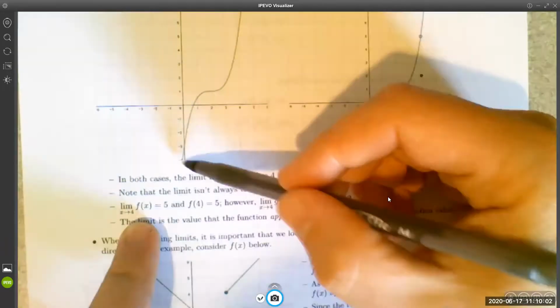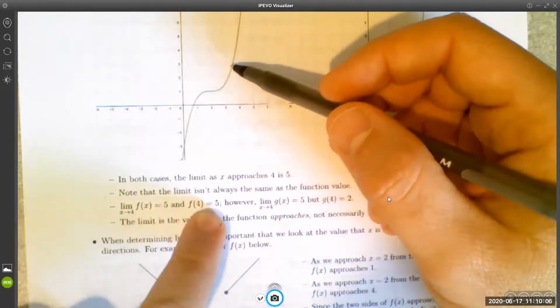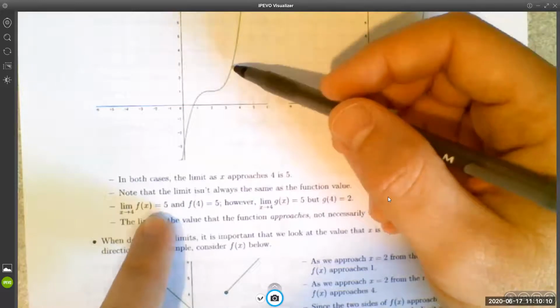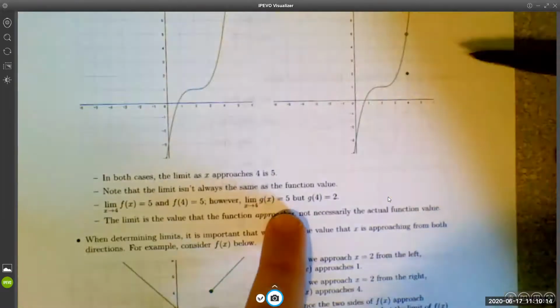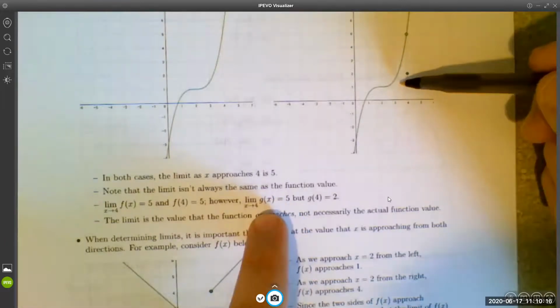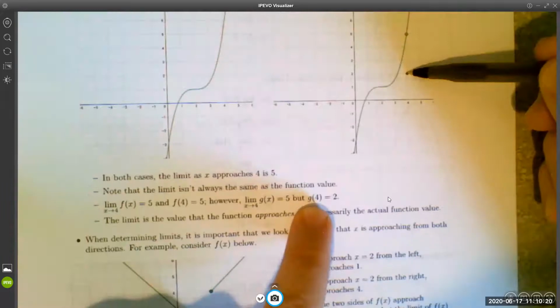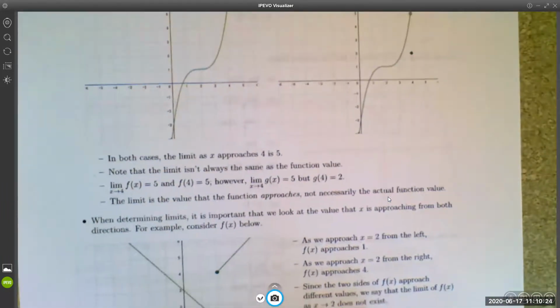Note that when you're looking at f, the function value, f of 4 equals 5, and the limit as x approaches 4 also equals 5. So the limit and the function value are the same thing. But with g, that's not the case, right? The limit as x approaches 4 is 5, but g of 4 is 2. Okay? So it's important to keep that distinction in mind.